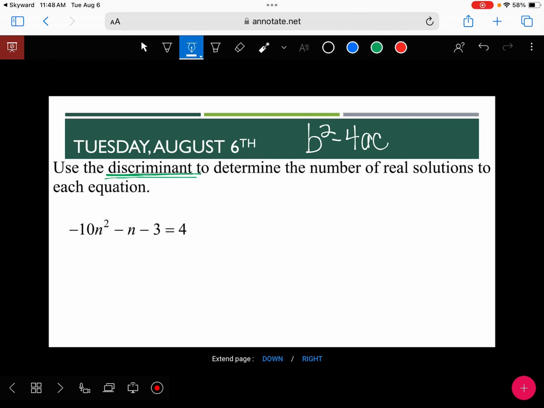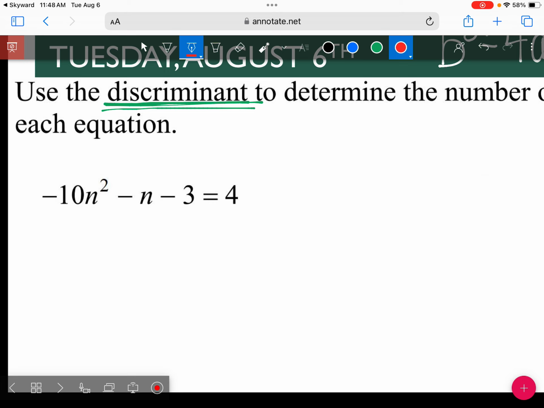So we didn't have one like this yesterday because all the ones we did yesterday were already set equal to 0. But before you get started, what do you have to do with that 4? Do I add it or subtract it? Subtract it. So you're going to subtract the 4 from both sides. So that would be negative 10 n squared minus n. And then what is negative 3 minus 4? Negative 7.